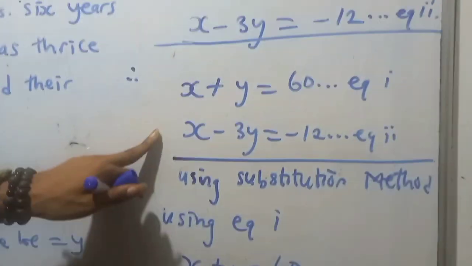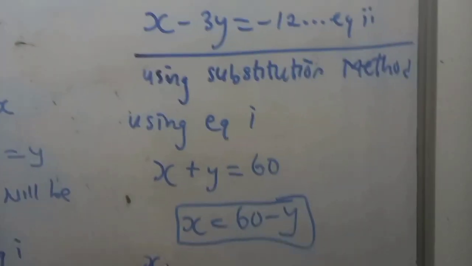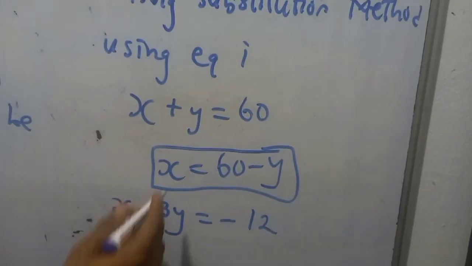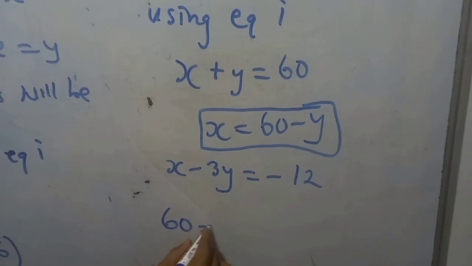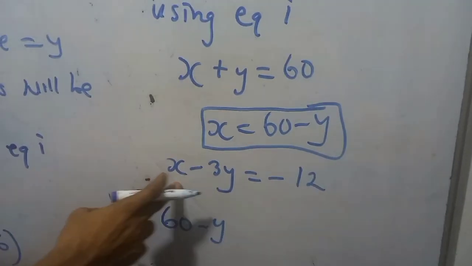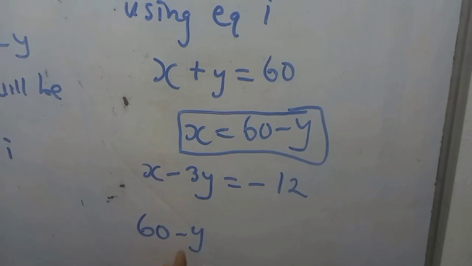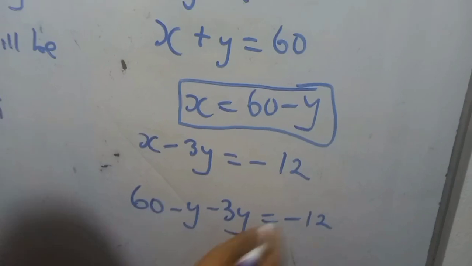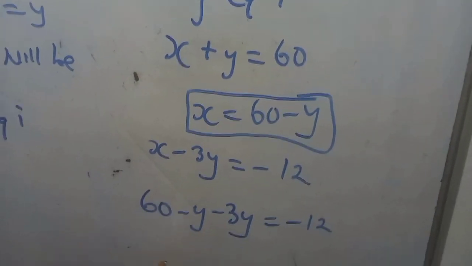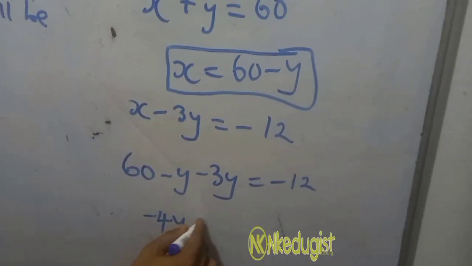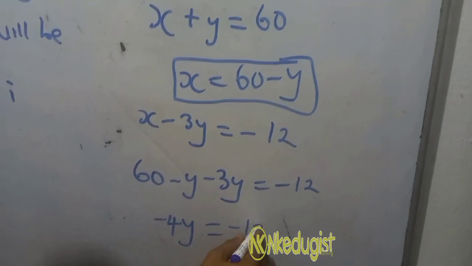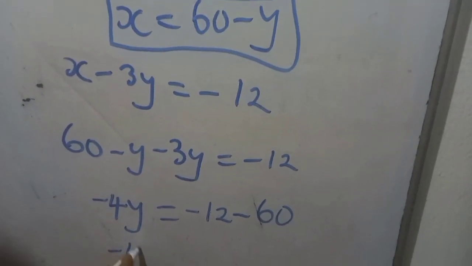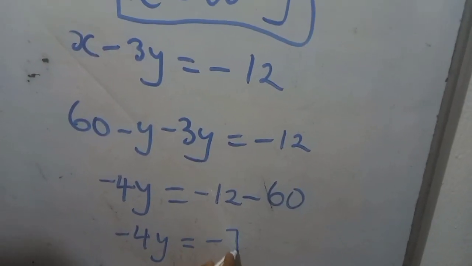So I'm going to use equation 2 now. It means that x minus 3y equals minus 12. x means what? 60 minus y. Anywhere I see x is 60 minus y. So 60 minus y minus 3y equals minus 12. So collect terms: minus y minus 3y is minus 4y, equals minus 12 minus 60. So it gives minus 4y equals minus 72.